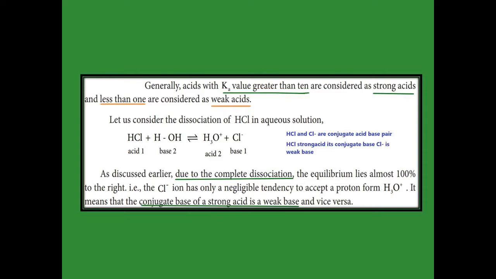Here HCl is a strong acid, so only complete dissociation is possible. In the equilibrium, it always lies in the forward direction only. There is no reverse direction. Reverse direction not being possible means Cl minus has only a negligible tendency to accept a proton from H3O plus. So Cl minus is considered a weak base, and HCl is considered a strong acid.